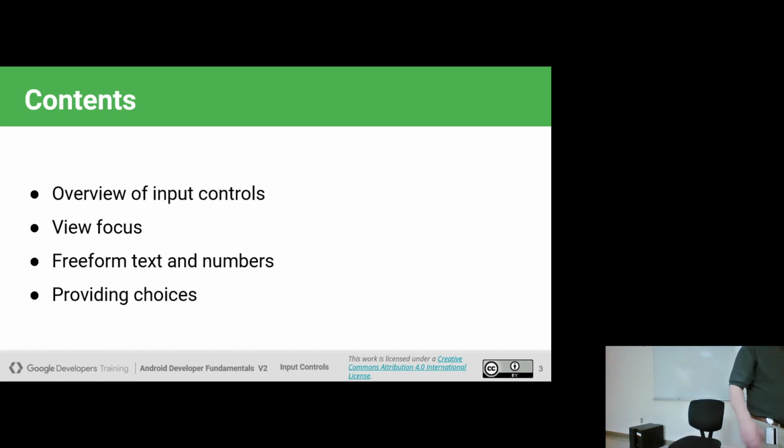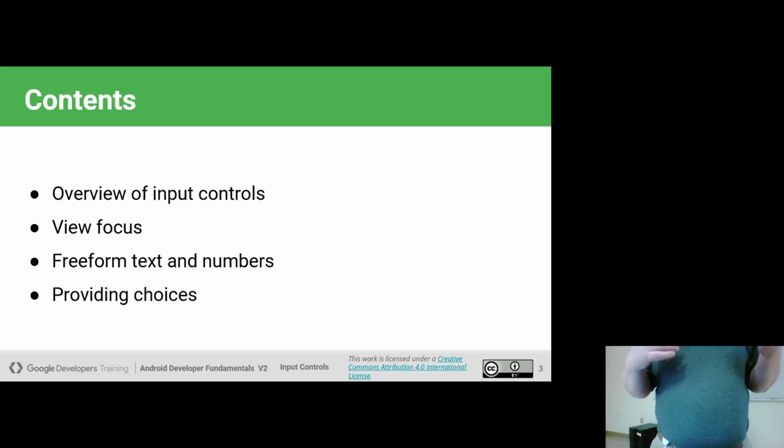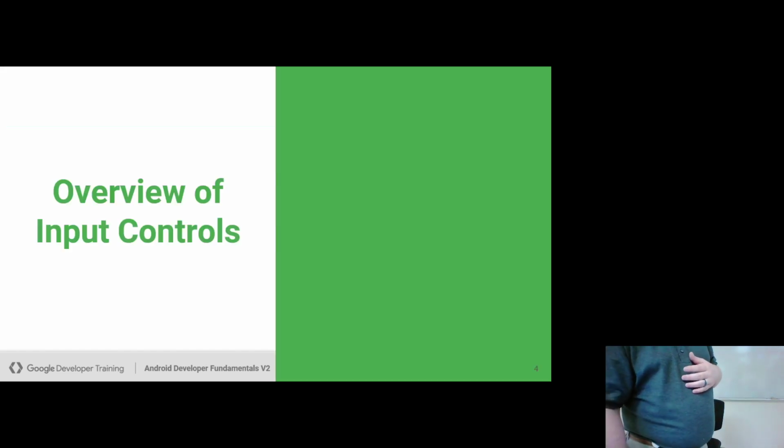Also want to go over briefly how does focus work in Android, because that concept still carries over from desktop and web. There's still an idea of focus where one control always has the focus, but how that works in Android is maybe a little bit different. We also want to talk about text and number text fields. There's some additional pieces that we want to talk about there, and then going over some of the different controls that we have to provide alternate choices. So that will be there.